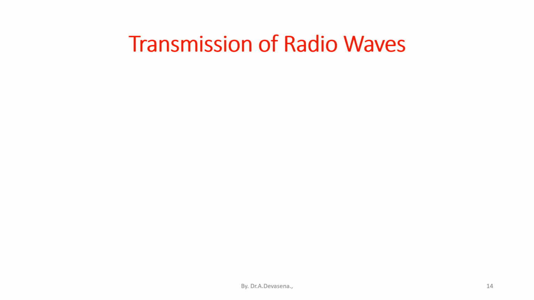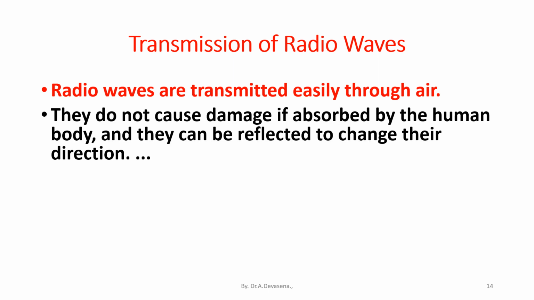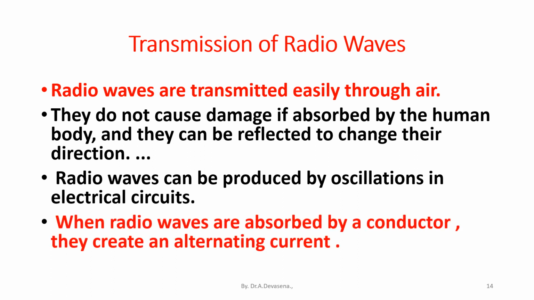So far we have seen how the signal is being modulated in the station. Now we are going to discuss about transmission of radio waves. Radio waves are transmitted easily through air. They do not cause damage if absorbed by the human body, and they can be reflected to change their direction. Radio waves can be produced by oscillations in electrical circuits. When radio waves are absorbed by a conductor, they create an alternating current.